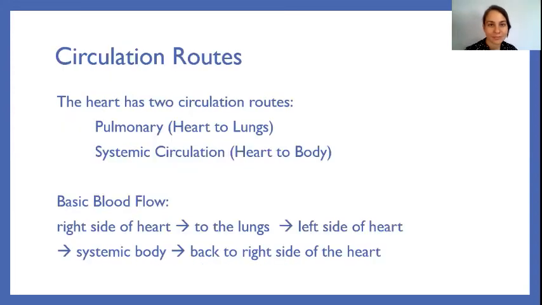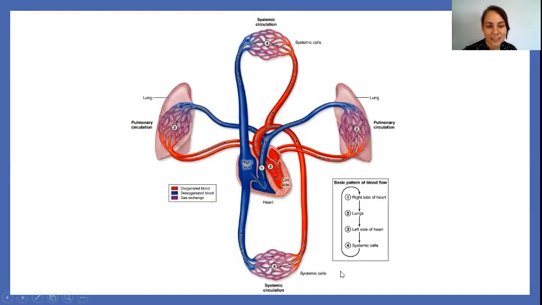So we've discussed the circulation routes of the heart before. We have the pulmonary, heart to lung, and systemic, heart to body. And the blood flow route that we're going to see is the right side of the heart sends blood to the lungs, which sends it back to the left side of the heart, which sends it out to the systemic body, which comes back to the right side of the heart. That's an exam question, by the way. Here's a good diagram of that blood flow.